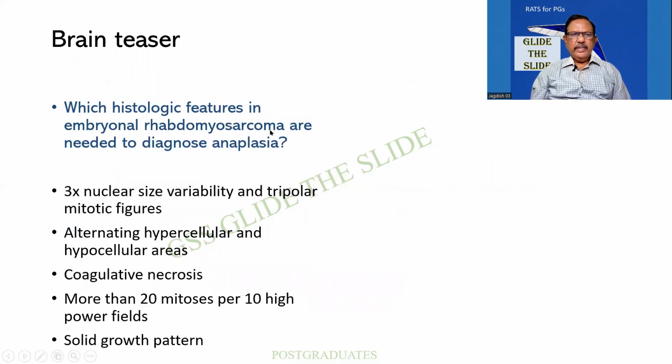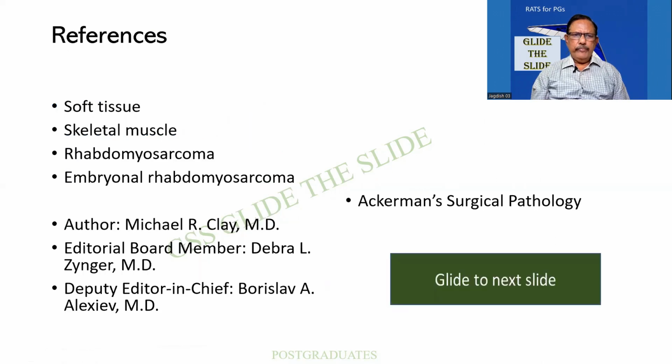And this again: which histological feature in embryonal rhabdomyosarcoma is needed to diagnose anaplasia? For anaplasia, which of these is most important? So kindly make a diagnosis. Go to your books. And these are the references, a beautiful one. And Ackerman's Surgical Pathology is my gold standard.